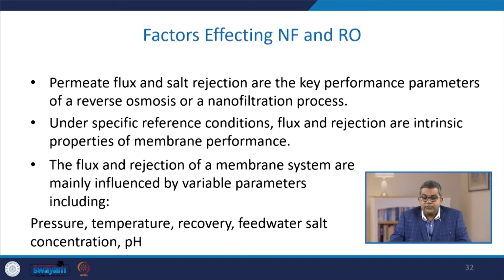Now there are certain factors affecting nanofiltration and reverse osmosis. The permeate flux and salt rejection are the key performance parameters of the reverse osmosis or nanofiltration process. Under a specific reference condition, flux and rejection are intrinsic properties of membrane performance. The flux and rejection of a membrane system are mainly influenced by various parameters like pressure, temperature, recovery, feed water salt concentration, the pH, etc. So, these are the controlling parameters.